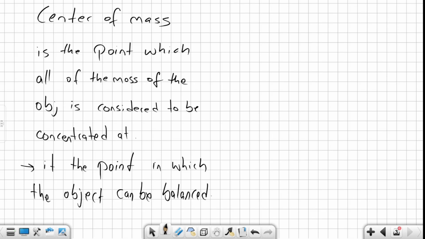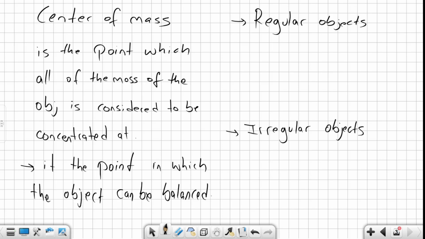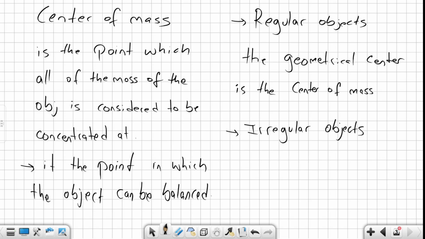We can also find the center of mass in two different ways. We have two types of objects: regular objects and irregular objects. For regular objects, it is very easy and very simple. The geometrical center of any regular object is simply the center of mass, like a triangle, a cube, a donut, an ice cube. These are all regular shapes, so their geometrical center is the center of mass.